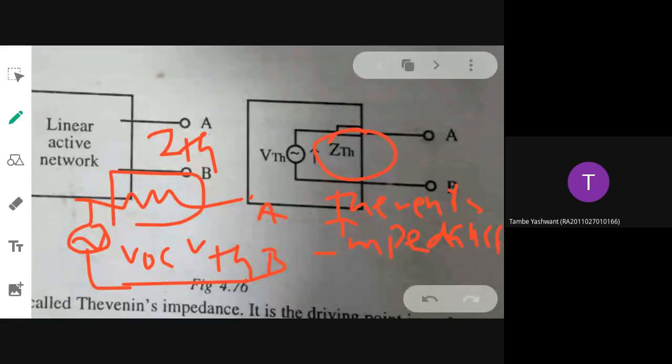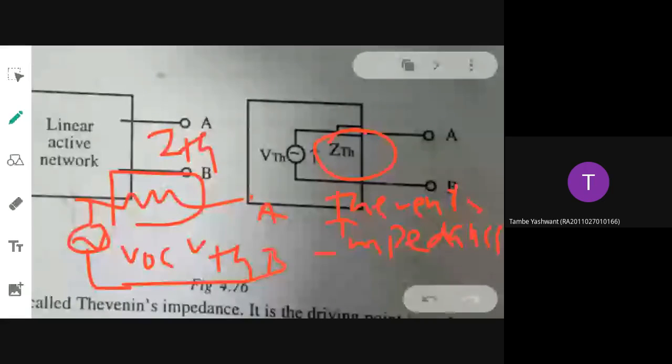So what is Thevenin's equivalent? Suppose you have a big circuit with so many components in it, any linear active network. That can be reduced to a simplified circuit having one voltage source connected in series with Thevenin's impedance. That voltage source is Thevenin's voltage, or open circuit voltage.